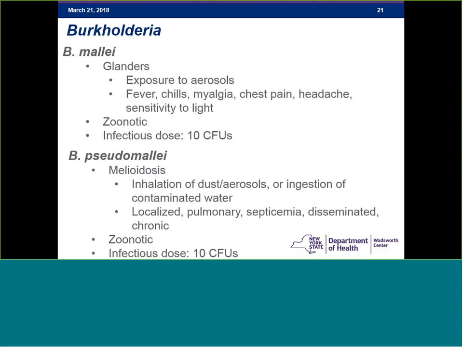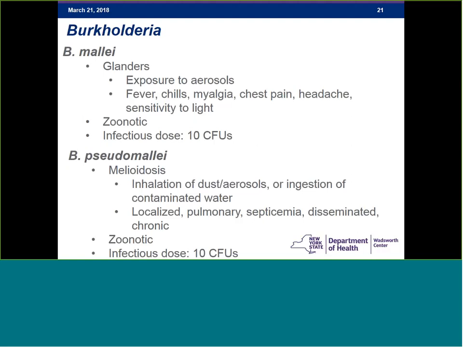An interesting note about B. mallei is that there is documentation of its use as a biowarfare agent in World War I. B. pseudomallei is most commonly associated with soil and stagnant water in the areas of Thailand, Vietnam, Northern Australia, some areas of the Caribbean, and Mexico. It's the causative agent of melioidosis, and infection occurs via exposure to contaminated soil and water.